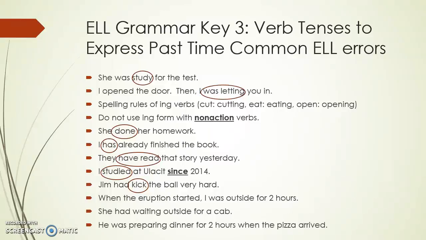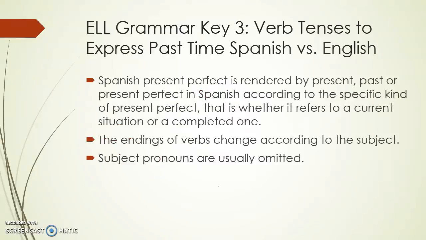When the eruption started, I was outside for 2 hours. This option of for 2 hours indicates that it's an action that went on for a period of time. So I had been outside for 2 hours. She had been waiting, don't forget the been, and he was preparing dinner for 2 hours when the pizza arrived. Wrong verb tense again. He had been preparing dinner for 2 hours when the pizza arrived.